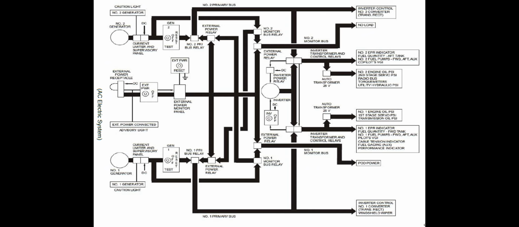AC system theory of operation. The AC system sequence of operations is divided into two control sequence modes, normal power and transfer power. Normal power mode occurs when both generators are operating, selected and online.